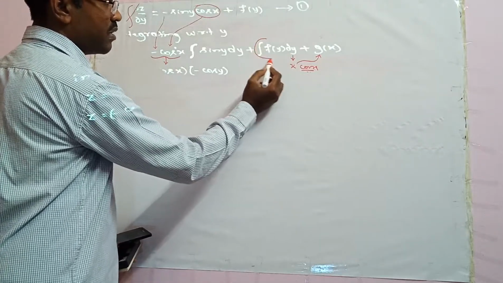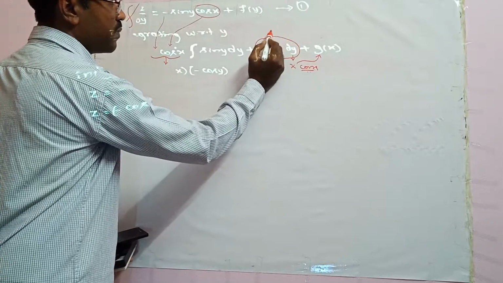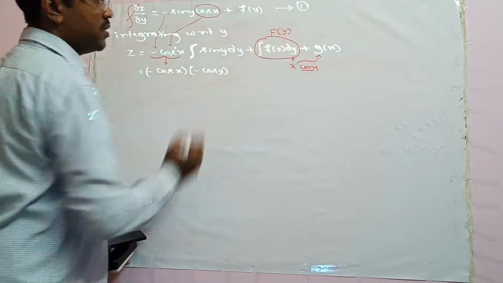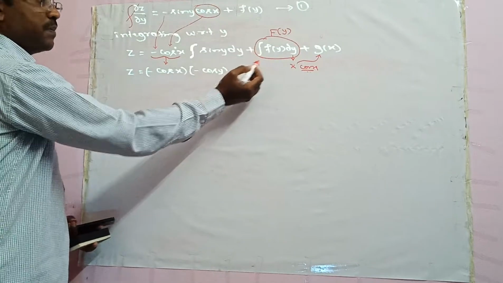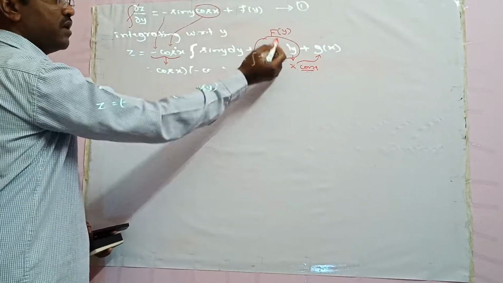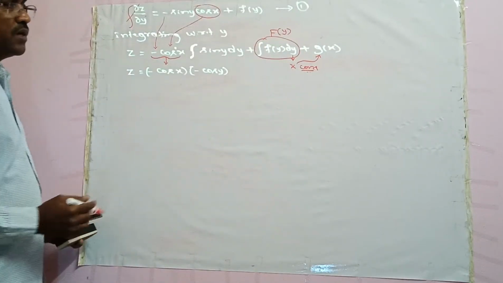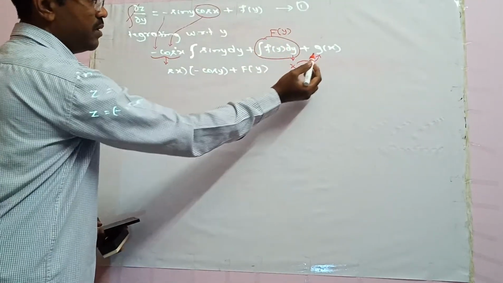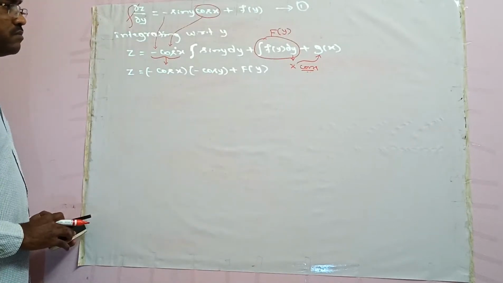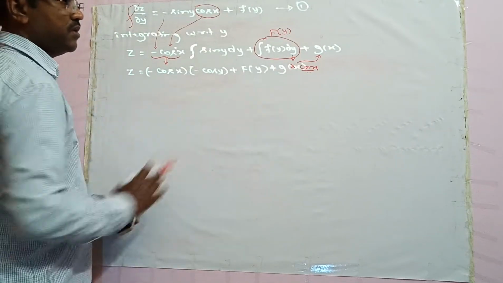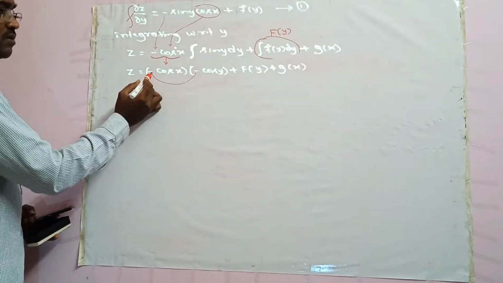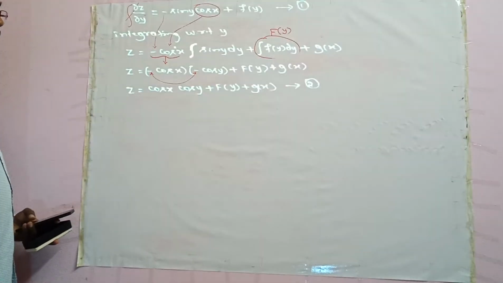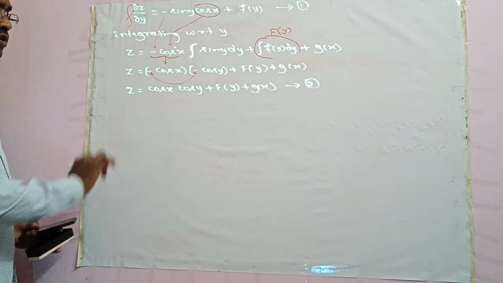Let us take this term as capital F of y. Let us denote this integration as capital F for time's sake. So we have denoted this as capital F of y plus g of x as it is. We have written g of x as it is. Now minus into minus is plus. We got the solution.